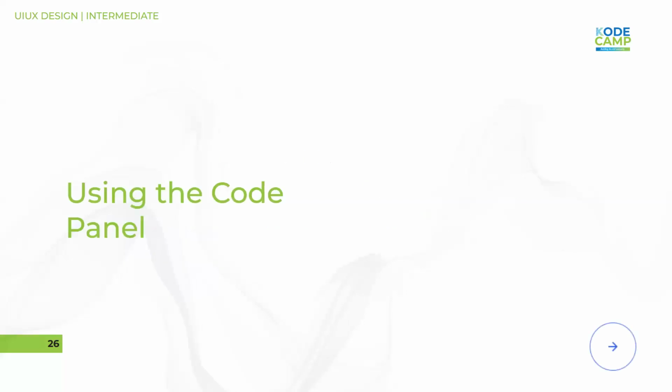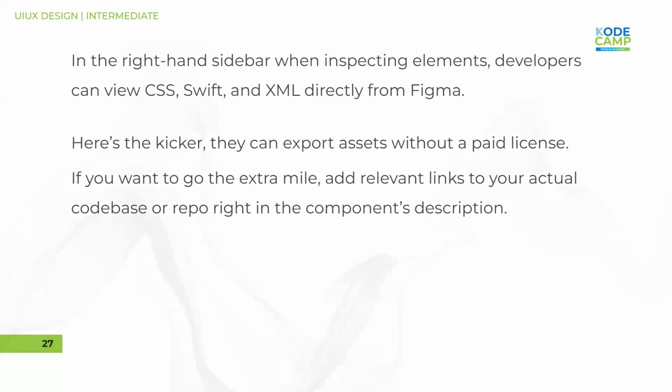All right. So use your code panel. Here is one of the Figma best secrets for developers, the code panel. In the right hand sidebar, when inspecting elements, developers can view CSS, Swift and XML directly from Figma. All right, so here is the kicker. They can export assets without a paid license. So if you've not already exported assets to them, they can export them there directly. And if you want to go the extra mile, you can add relevant links to your actual code base or repo. So this is actually an advanced section of it. All right.